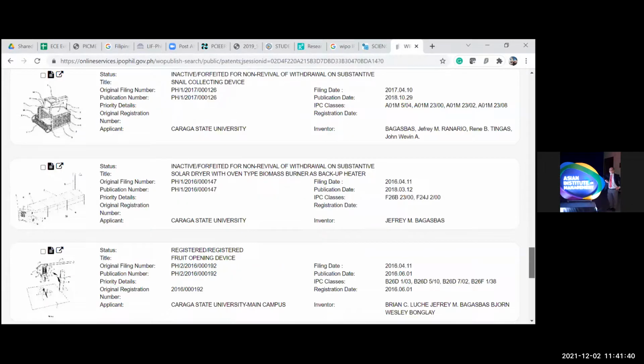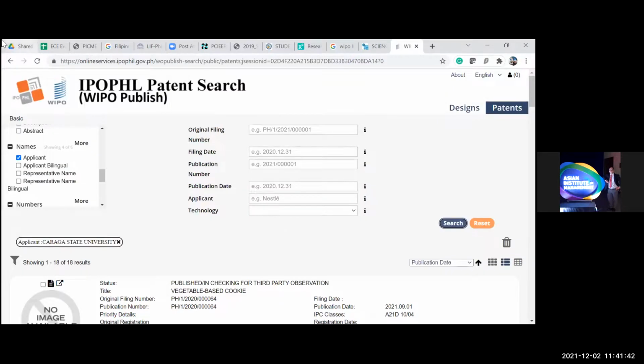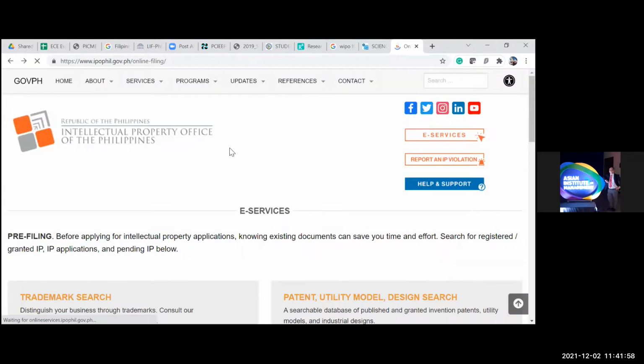So basically, that's where you can go to look for patents and then trademarks. This one is a combination of utility model and patent. Here there's also design. If you go back there, you can see that's also a database for industrial design.